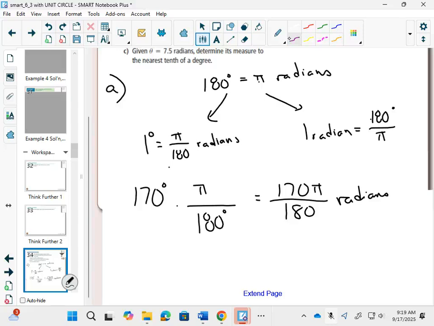If, like this one, they say, can you approximate it to the nearest hundredth? Then you'd have to go to your calculator and type it in. But the 170 pi over 180 is actually better. So that's your exact measurement, and this is an approximation.